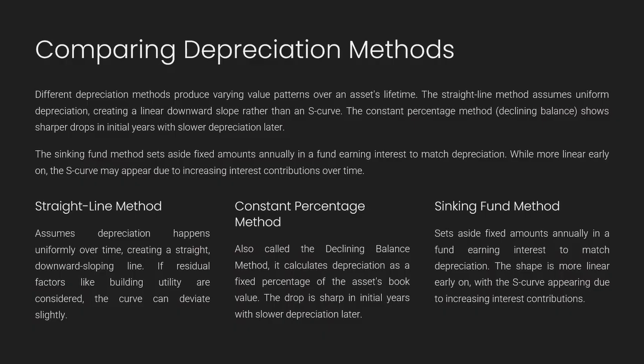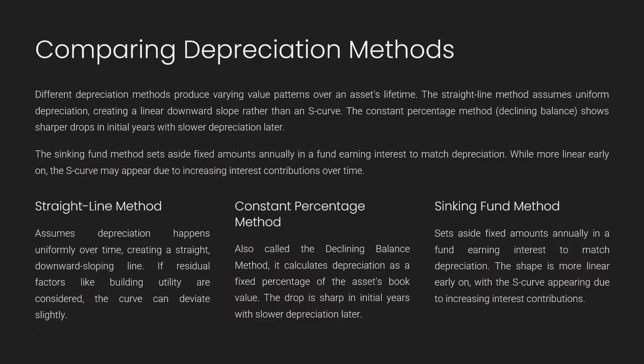And the third method is the sinking fund method. In the sinking fund method, we set aside a fixed amount annually in a fund, earning interest to match depreciation. The shape is more linear early on, with an S curve appearing due to increasing interest contribution.